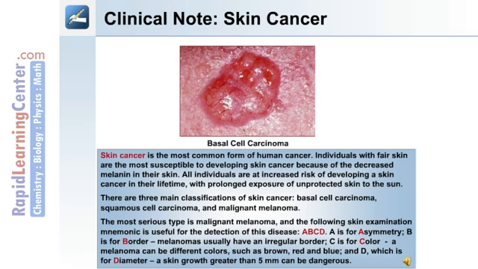The most serious type is malignant melanoma, and the following skin examination mnemonic is useful for the detection of this disease. A, B, C, D. A is for asymmetry, B is for border. Melanomas usually have an irregular border. C is for color. A melanoma can be different colors such as brown, red, and blue. D is for diameter. Any skin growth greater than 5 millimeters can be potentially dangerous.